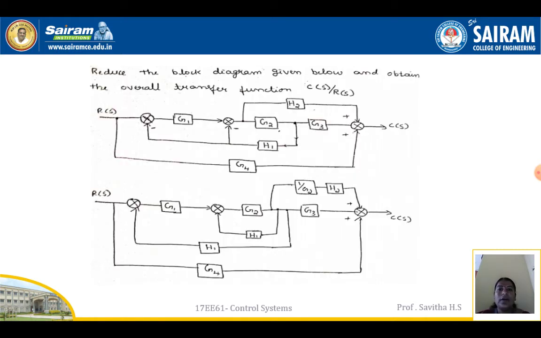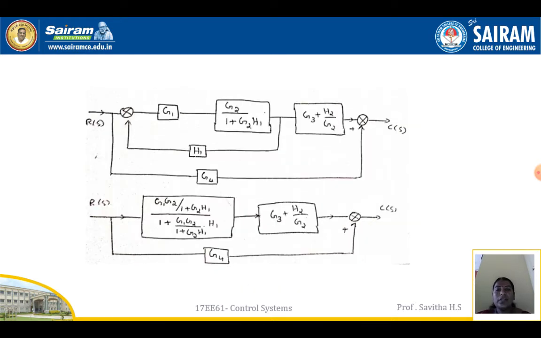Reduce the block diagram given below and obtain the overall transfer function. In the given diagram, we can't simplify without shifting the branch point. So I am shifting the branch point before G2, we'll shift it to after G2. For simplification, again it is G1 and G2 divided by 1 plus G2 H1, both are in series. We'll reduce the block, and H1 is the feedback, that also we will consider.